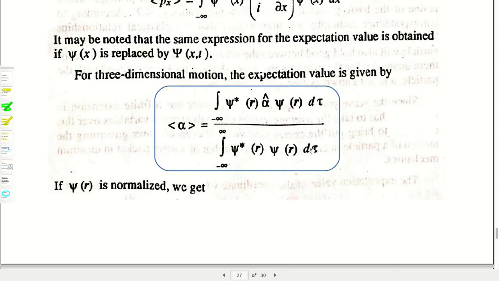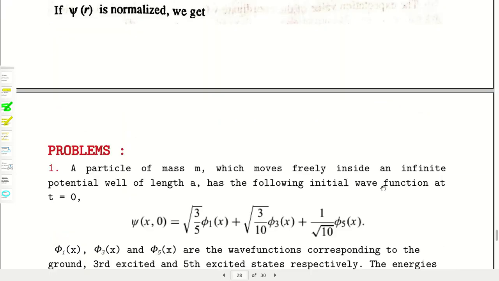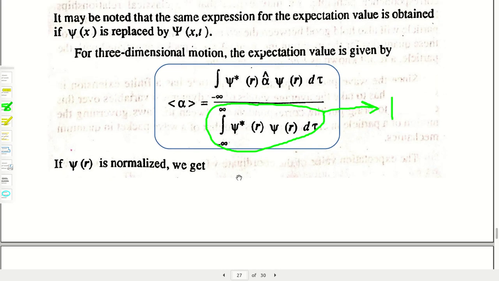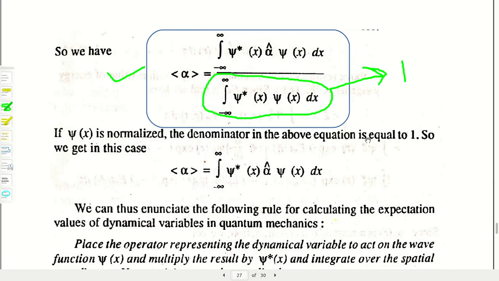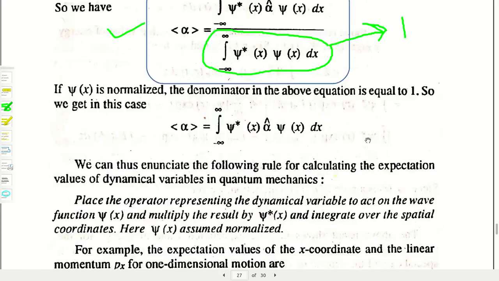Okay, if it is normalized, then again the denominator will be 1, and the result will be just the numerator term. So the task is, how do we mathematically approach the expectation value? Here it is written in this paragraph.